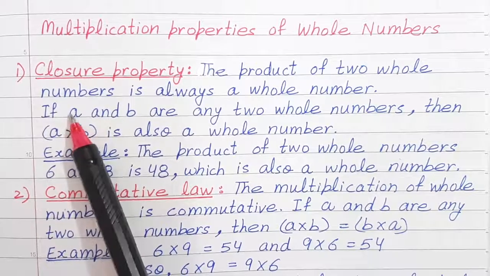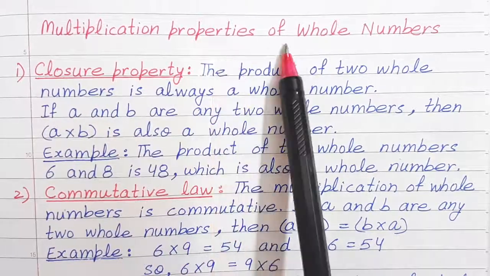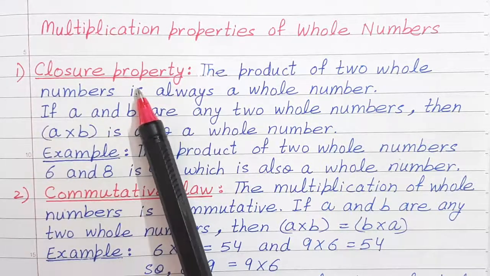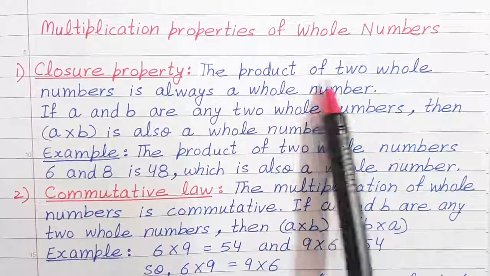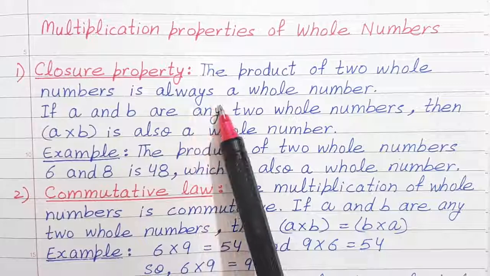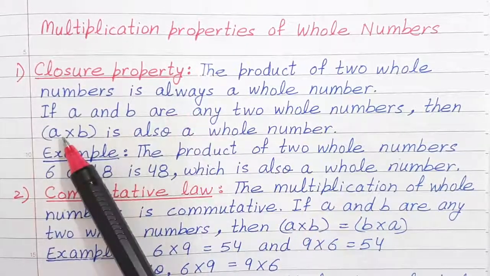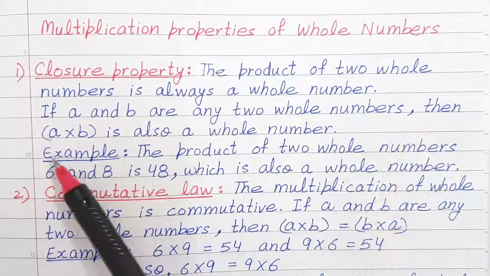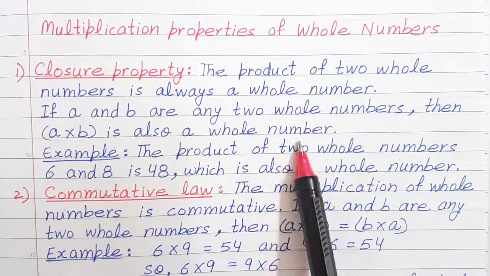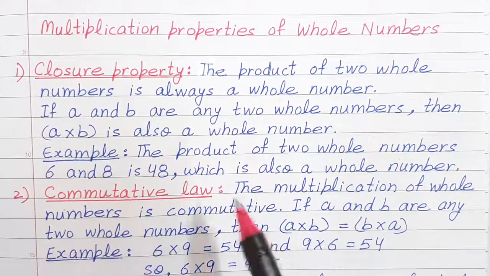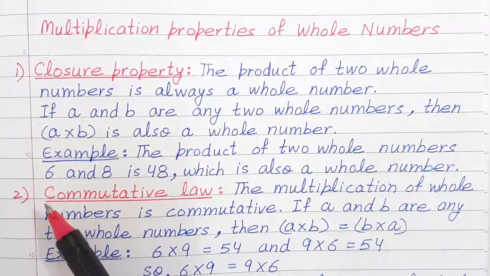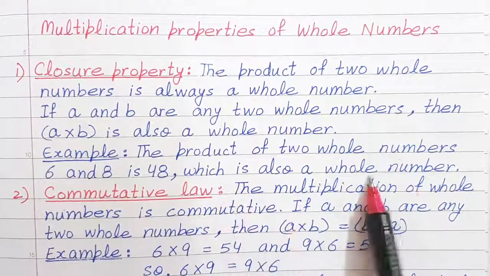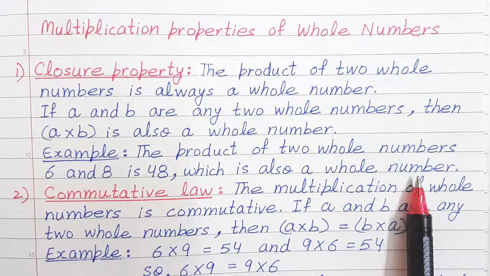Now children, let us discuss multiplication properties of whole numbers. The first one is closure property. Now what is a closure property here? The product of two whole numbers is always a whole number. If A and B are any two whole numbers, then A multiplied by B is also a whole number. For example, the product of two whole numbers, that is 6 and 8, is 48, which is also a whole number. Right?